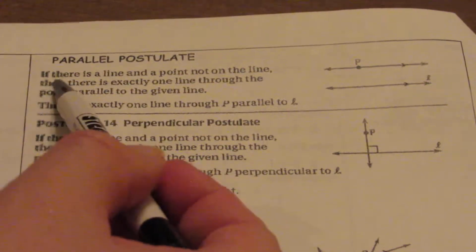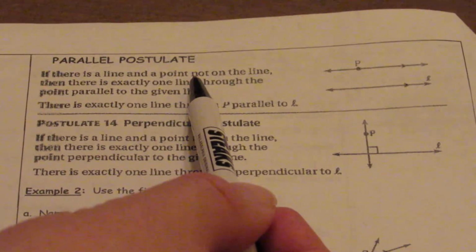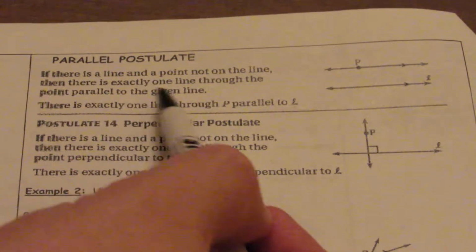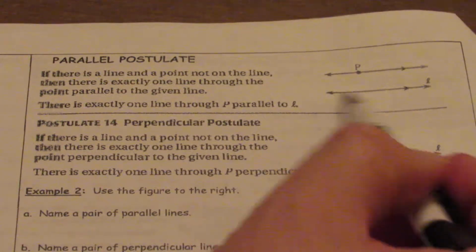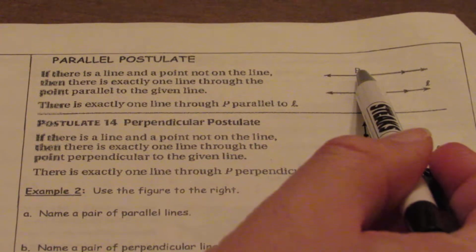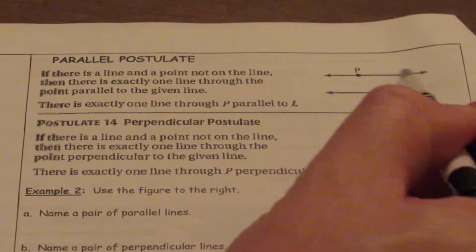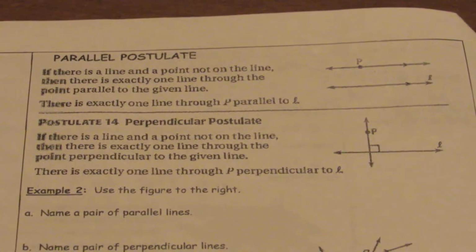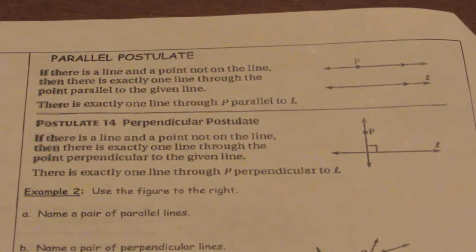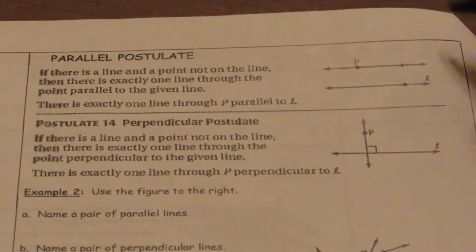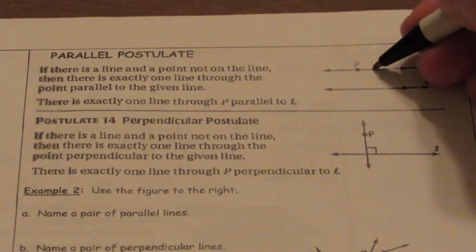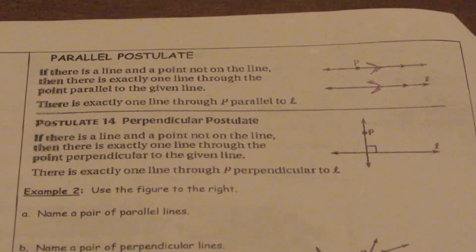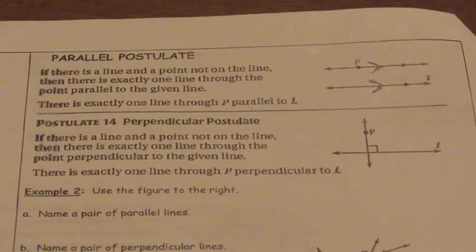So parallel postulate says if there's a line and a point not on the line, then there's exactly one line through that point parallel to the given line. So we have the line L here and point P. So if this line is parallel, then that's the only line parallel to that line through that point. Okay. And if I'm marking these as parallel, you can sort of see it here. If you put arrows on them and have the same number of arrows there, that would be showing that our lines are parallel.